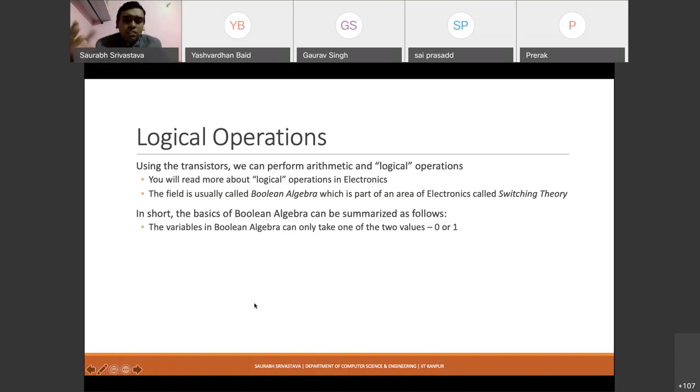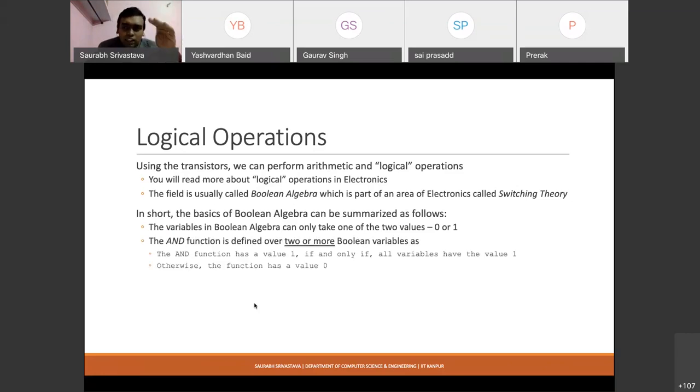So the variables in Boolean algebra can only take one of two values. It can either be a zero or one. Assume that you have a variable X, but that variable can only take two values, either zero or one. No other value is possible for that variable. Similarly, you have X, Y, Z. You can have any number of variables in Boolean algebra, but they can all only take one of the two values, either zero or one, nothing else. Then there are three operations defined over these variables.